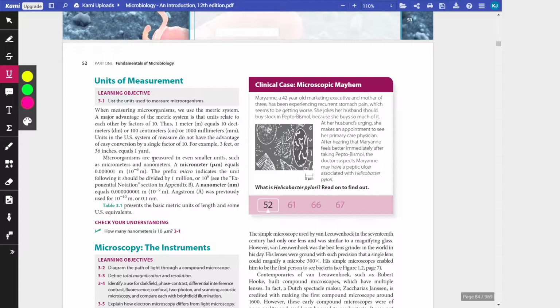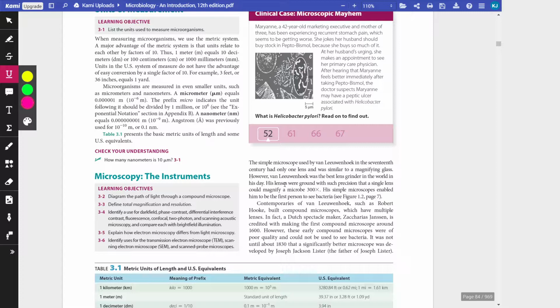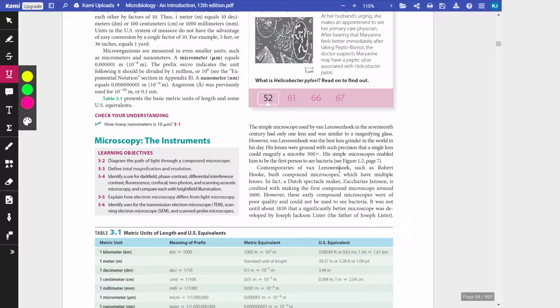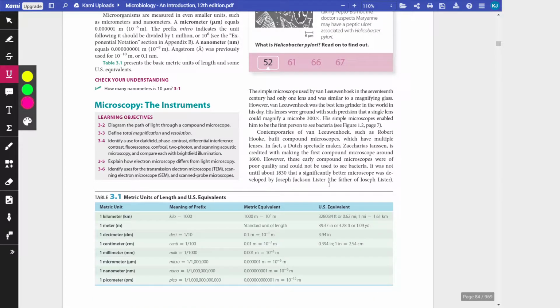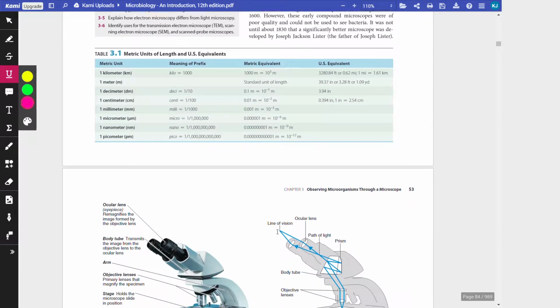Oh, it looks like we're measuring microorganisms with this micrometer. Units measure it. Yeah, actually in the lecture there's lots of conversions that had to be done in order to see the bacteria better. We're going to be learning about microscopes. Von Leeuwenhoek, the guy who worked with the microscopes. Different conversions over here in this table that might be helpful.